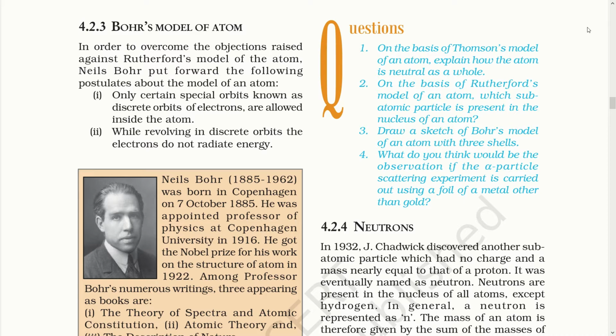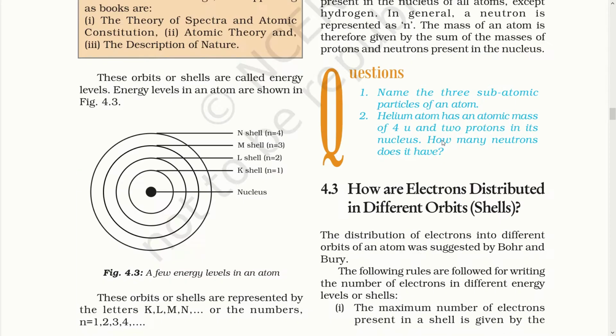Only certain spatial orbits, known as discrete orbits of electrons, are allowed inside the atom. While revolving in the discrete orbit, the electrons do not radiate energy. These orbits or shells are called energy levels. Energy levels in an atom are shown in figure 4.3. The orbits or shells are represented by letters K, L, M, N or the numbers 1, 2, 3, 4.